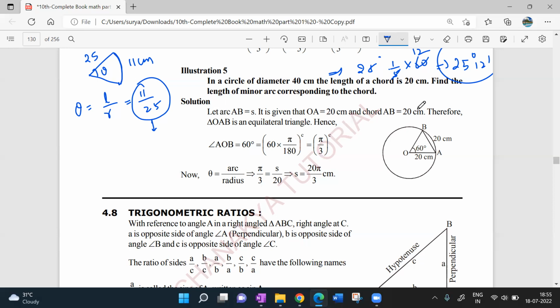Next, in a circle of diameter 40 centimeter, the length of chord is 20 centimeter. Find the length of minor arc corresponding to the chord. So very simple question, guys. Look at this here. The circle of diameter 40 is given, so the radius would be 20. The length of chord is nothing but this length. This arc AB, the red one, has length 20 centimeter. Find the length of minor arc corresponding to the chord.